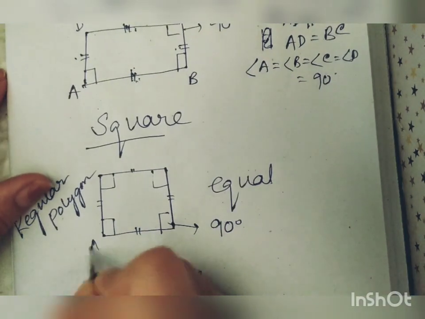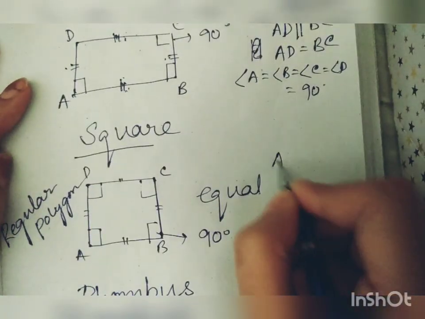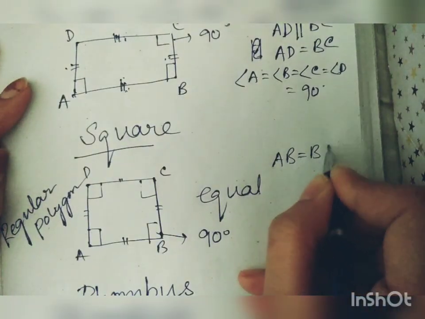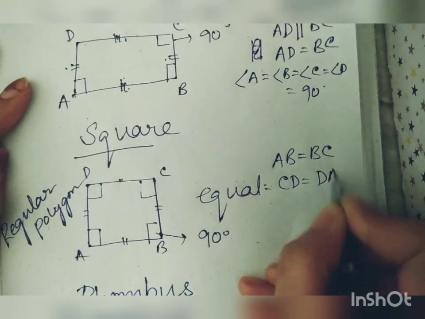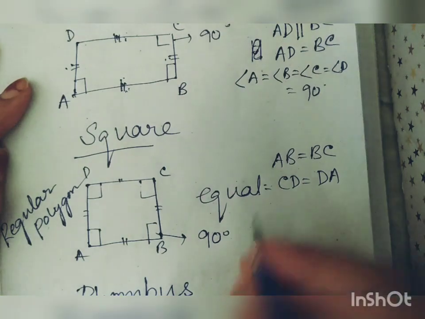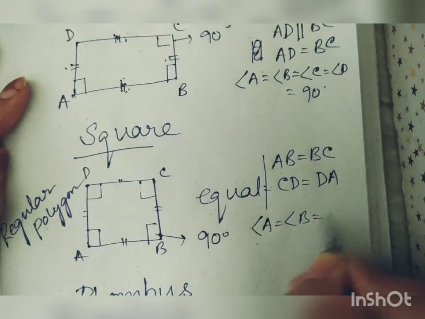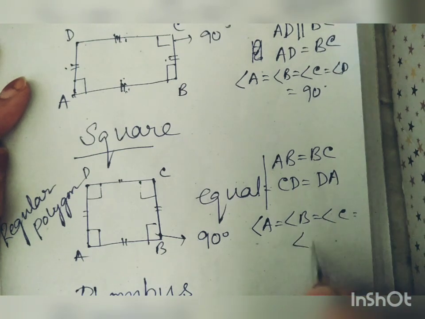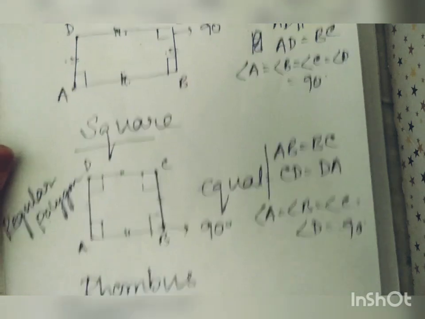Now in case of square, as I said, let's give it a name ABCD. The sides are AB, which is equal to BC, which is equal to CD, which is equal to DA, meaning all the sides are equal. Just like the rectangle, all the angles are also equal. Angle A is equal to angle B equal to angle C equal to angle D is equal to 90 degrees. This is the definition of the square.